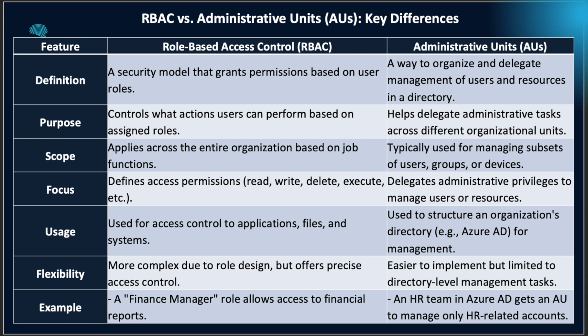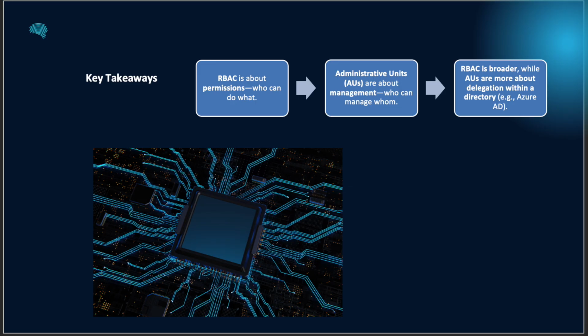The key takeaways. RBAC is about permissions: who can do what. Administrative units are about management: who can manage whom. And RBAC is broader, while AUs are more about delegation within a directory. Example in Azure.